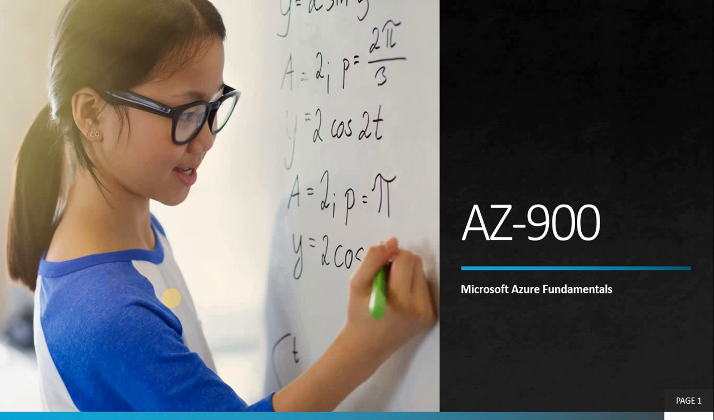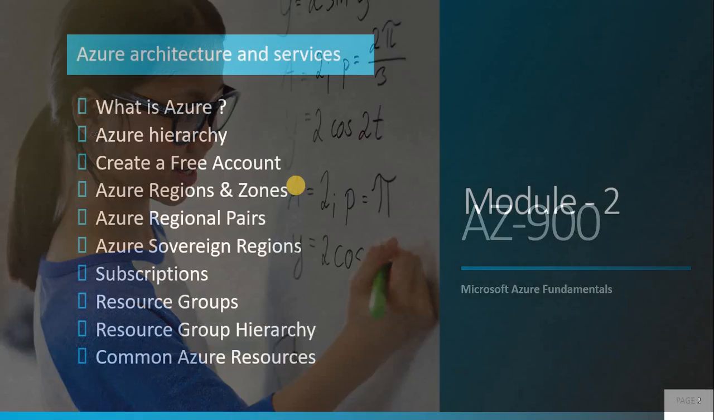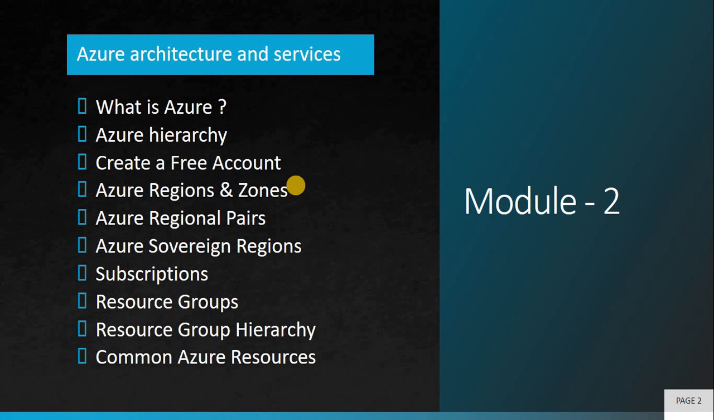We're discussing the Azure Fundamentals series, and this is the third part, where we are going to go to module number 2, which is Azure Architecture and Services. In this module, we'll start by learning what Azure is, followed by the Azure hierarchy. Then we will demonstrate how you can create a free account for your own use case and trial purposes. Next, we'll learn about Azure regions and zones, and also we'll see something live.